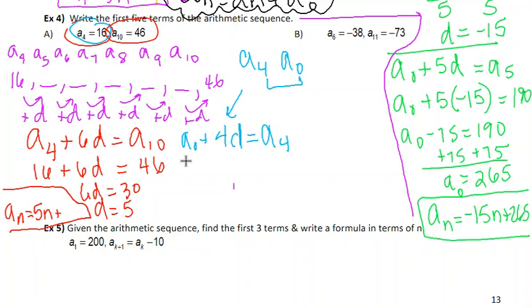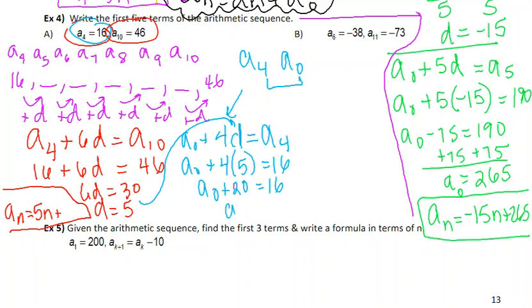And then plug in what you know. You do not know the 0th term. You do know the common difference. You just figured it out, so we're going to sub it in. And the fourth term you know is 16. Then just multiply the 4 and the 5. You get 20. Subtract 20, you get a sub 0 equals negative 4. And so my equation is 5n minus 4. That's my equation for this one.